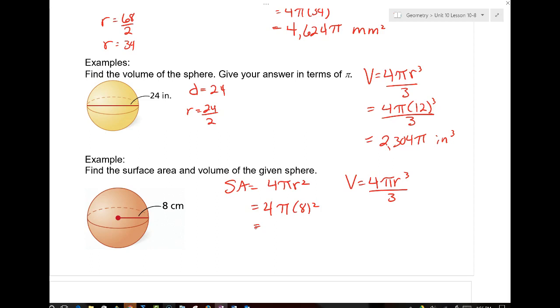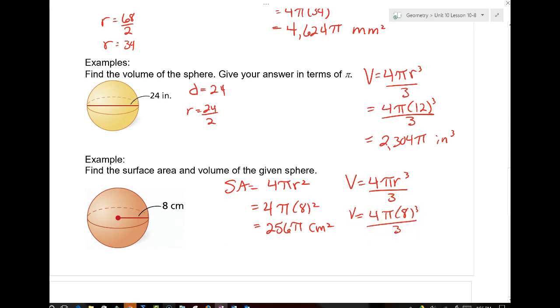What did we get for the surface area? What'd you guys get? For the surface area, though? Shouldn't it be 256? Because it's just 64 times 4. So 256 pi square centimeters. Now, your volume, we have to plug this in. We have 8 cubed all over 3.